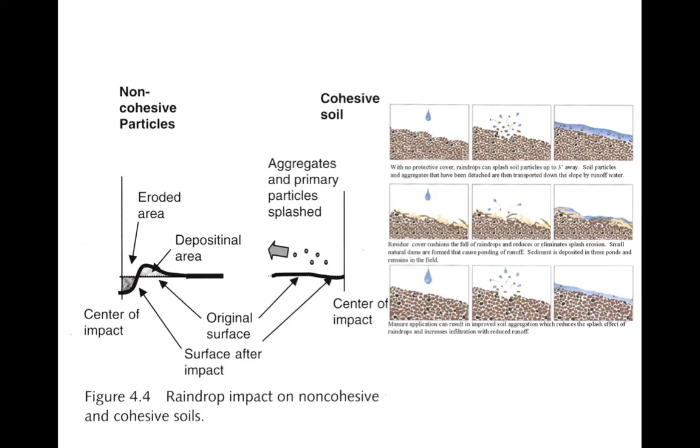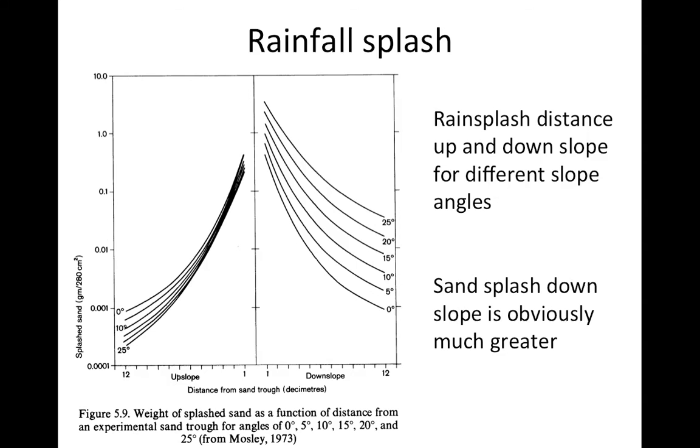Now, if we have a slope, for example, after the raindrop impacts, some particles are going to be ejected up into the air, and then some particles are going to be deposited upslope of that. Some particles are going to be deposited downslope of that impact crater and to the sides and so on. So raindrops can actually mobilize particles upslope as well as downslope, right? Whereas a lot of the time we think of erosion as just moving particles downslope. And you can see that in this figure here.